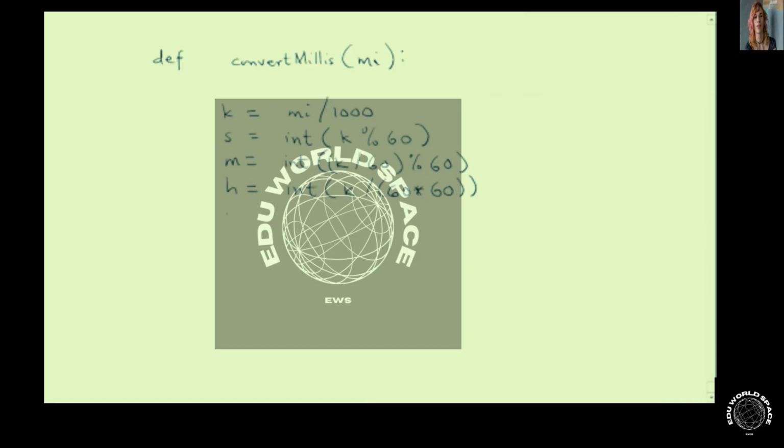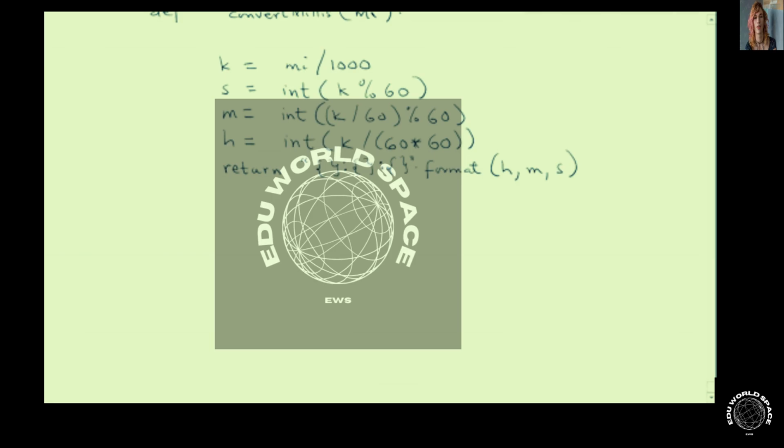Last but not least, we simply return a formatted string, dot format, and here the hours come first, followed by the minutes, then the seconds. Okay, so that is all we need to do to define convert_millis.